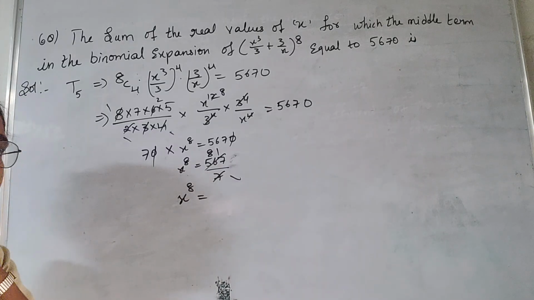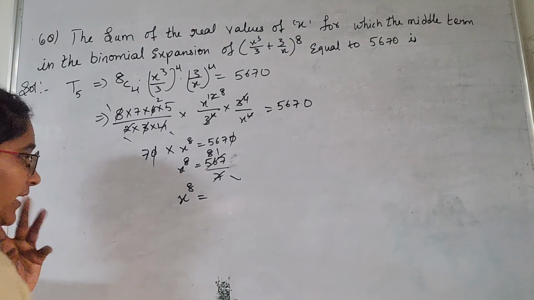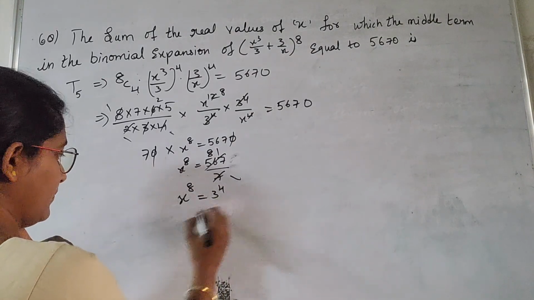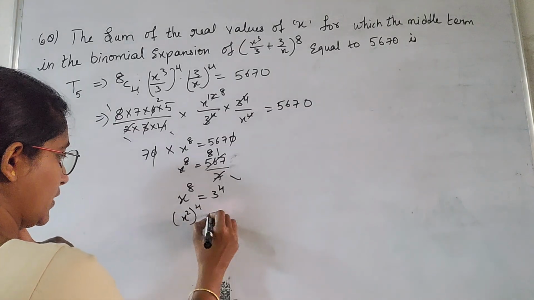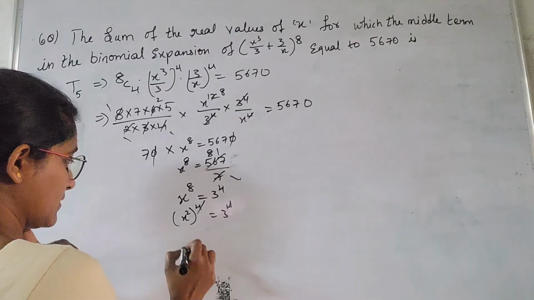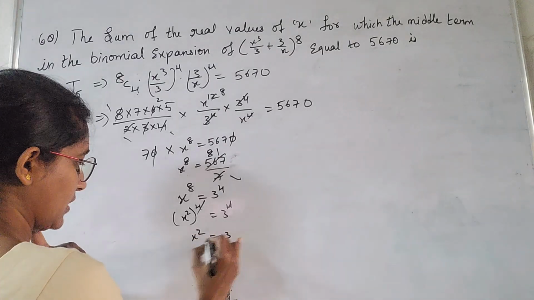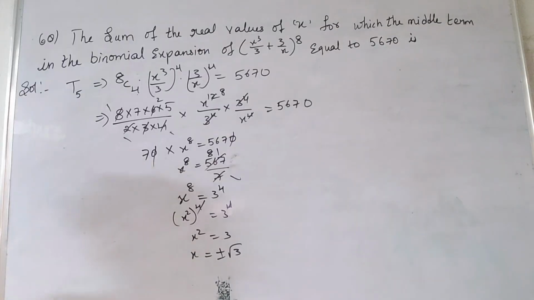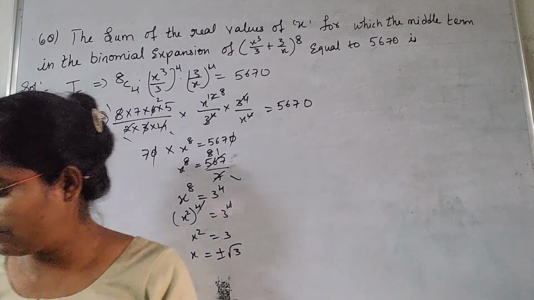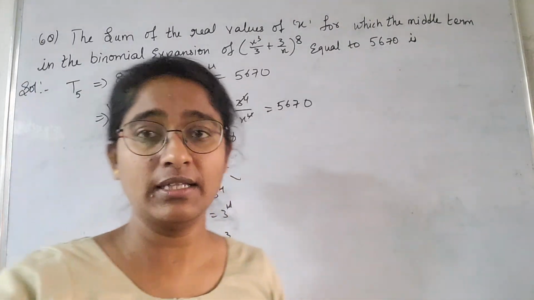x power of 8 equals to, what is the answer? So here I can write it as 3 power of 4, then x power of 2 whole power of 4 and 3 power of 4. If I cancel this both, then x square is equal to 3. So x is equal to plus or minus square root of 3. Is your x value is this much. Okay, so we're done with the 8th topic and we'll go to the 9th topic in the next video.